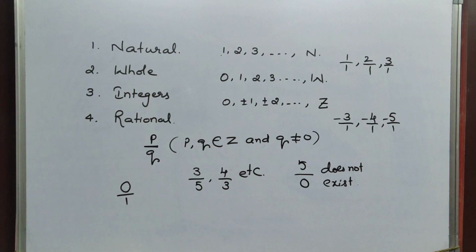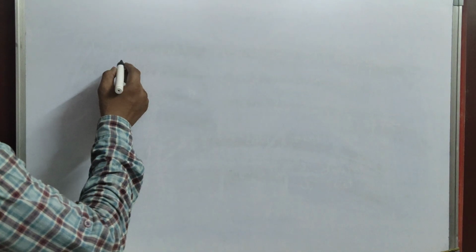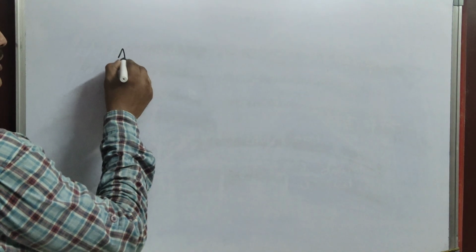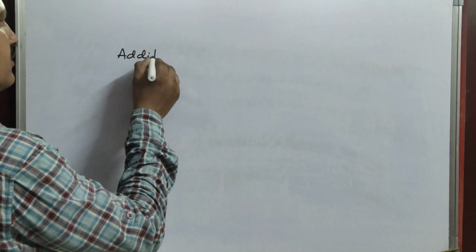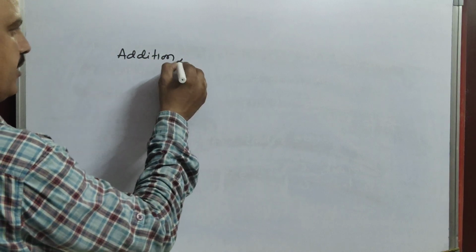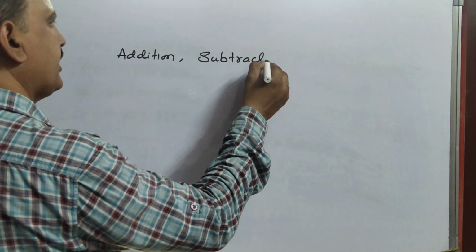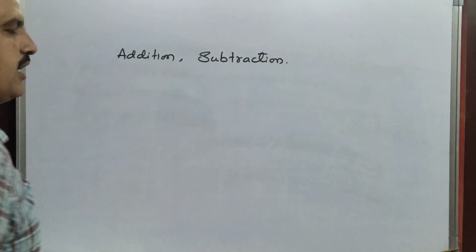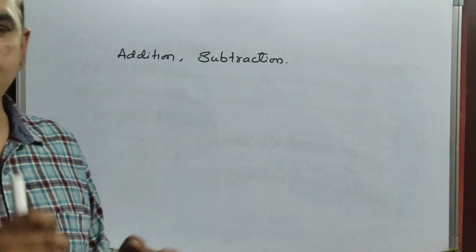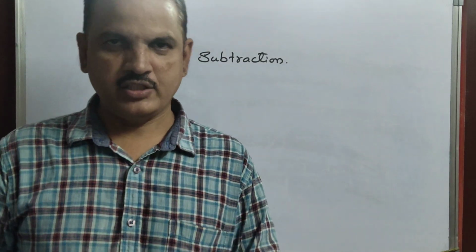Similarly, we have some properties of rational numbers also. That means how to add two rational numbers: addition of rational numbers, and subtraction, multiplication and division are also there. So like that we have addition of rational numbers, subtraction of rational numbers.